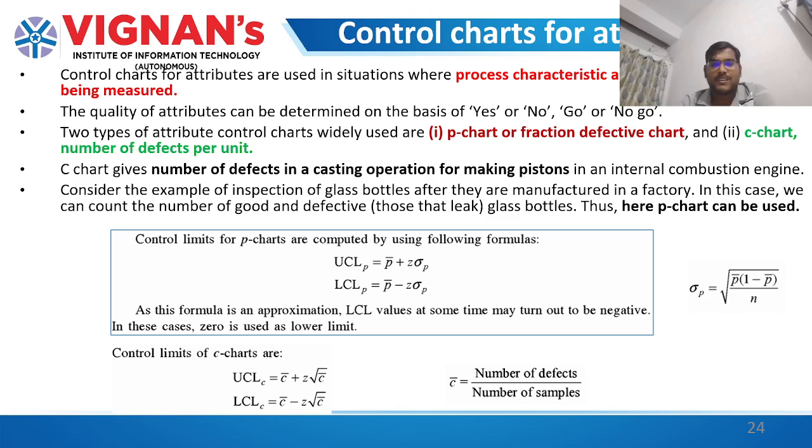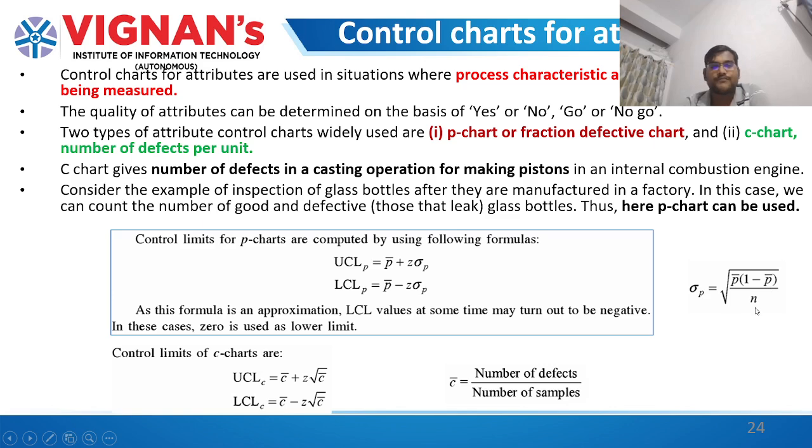So P bar plus Z sigma P, and here P minus Z sigma P. Here we are using the 3 sigma limits, so the Z value will be 3. This is for the P chart, and this is for the C chart: C bar plus Z root of C bar, and here we have minus. Here C is the number of defects by number of samples. Sigma P will be root of P bar into 1 minus P bar by n.